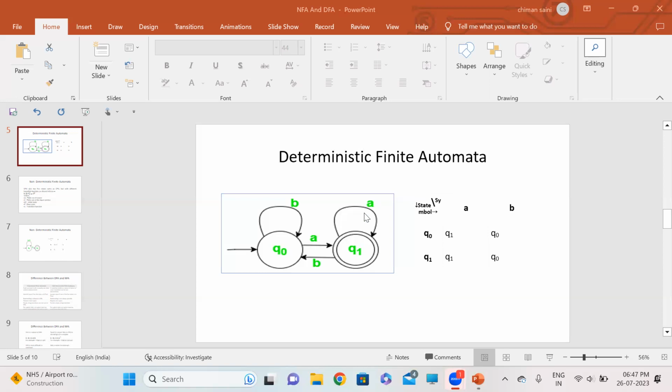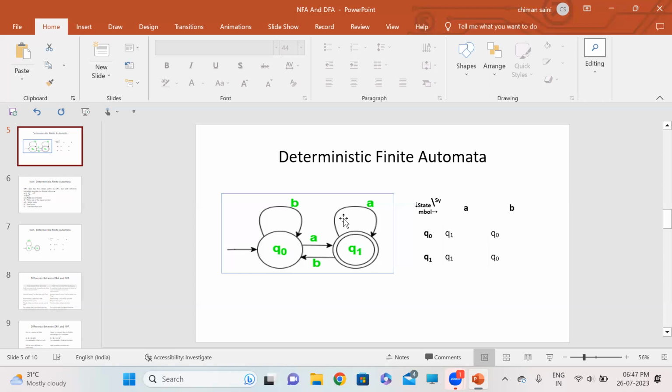Okay, so this is an example diagram of a deterministic finite automata. Now you can see that there is a table on the side. This is called the state transition table. It is the tabular representation of this diagram. Let's see: at state Q0, after applying the input A, we move to the state Q1.